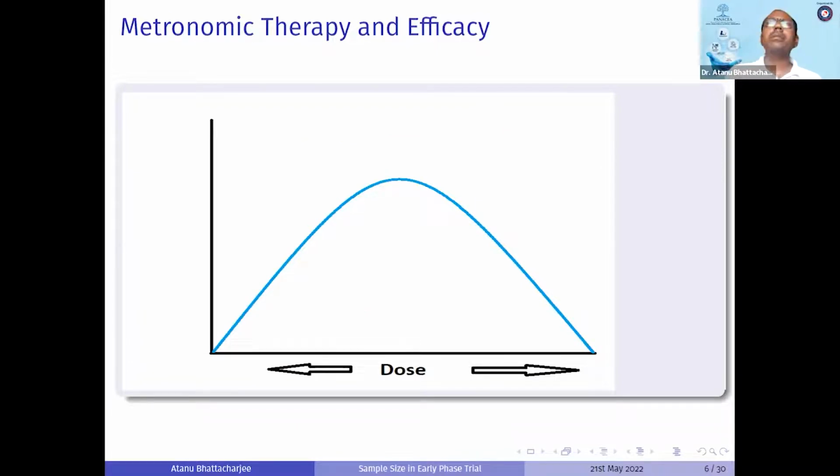Now comes the metronomic therapy and efficacy, because since I worked at Tata Memorial Centre, I'm fortunate to work with a new way of drug administration. That is the metronomic chemotherapy.